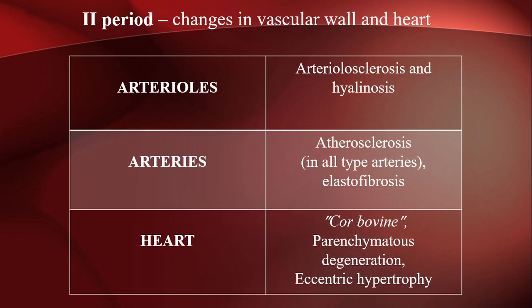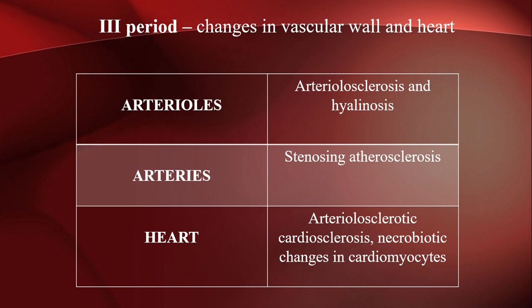In the second period, the wall of the arterioles is affected by arteriosclerosis and hyalinosis. Remember that hyalinosis of the arterioles is the morphological marker of hypertension. In the arteries, we can find atherosclerosis in all types of arteries, and elastofibrosis. But in the heart, the changes become deeper, with fatty and parenchymatous degeneration, and here eccentric hypertrophy develops. Clinically, they are related to the decompensation phase.